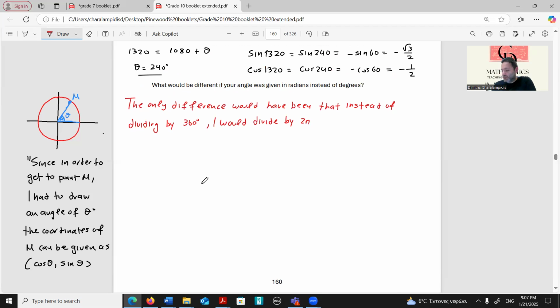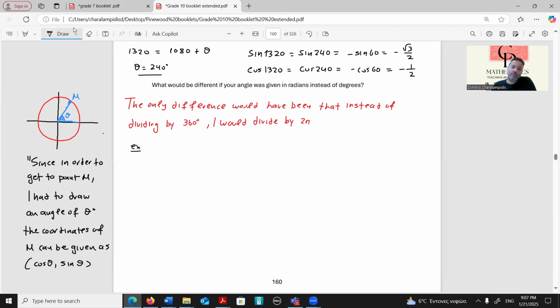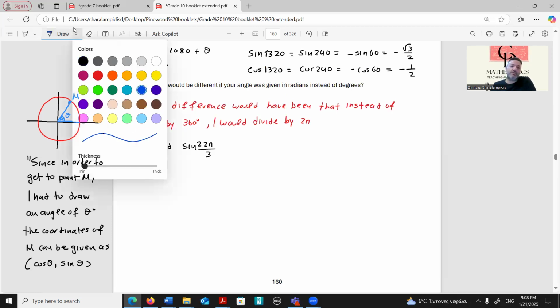22 pi thirds. Okay, so example, find sine of 22 pi thirds. Okay, let's see the solution.